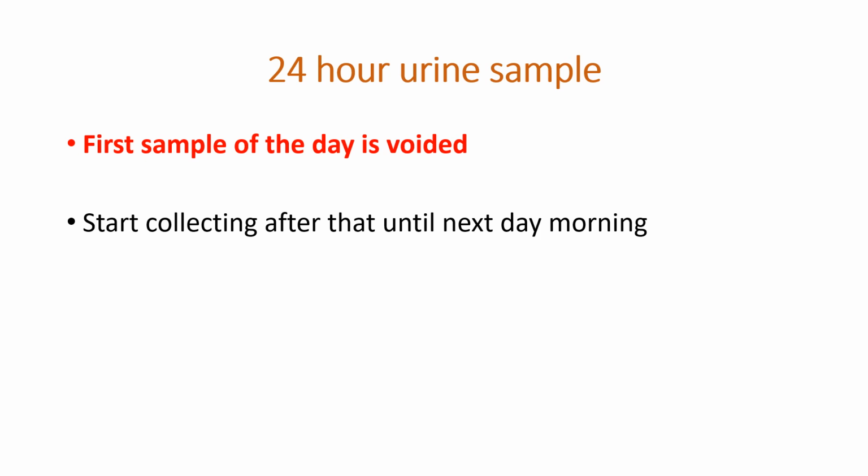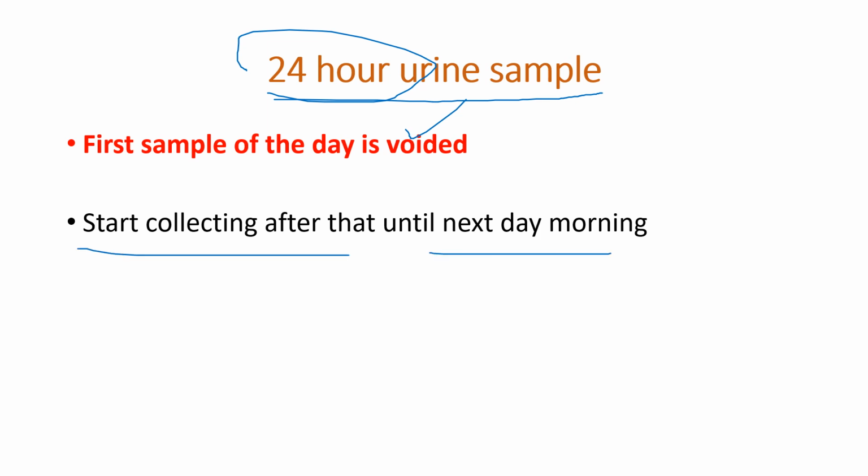Now, since we are talking about nephrotic syndrome, let's talk about a concept called the 24-hour urine sample, because I told you that to call it nephrotic syndrome, the protein excretion should be greater than 3.5 grams per 24 hours. The way we collect this 24-hour urine sample is we ask the patient to void the first sample, the early morning sample which comes after the patient wakes up, without collecting it, and then we start collecting until the next day.